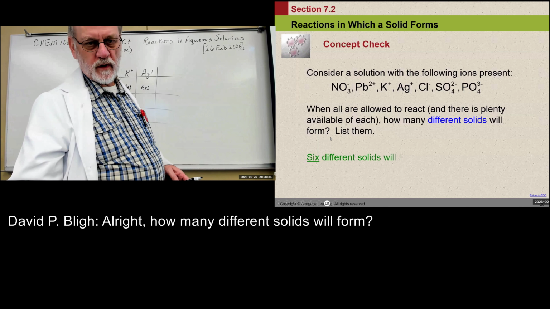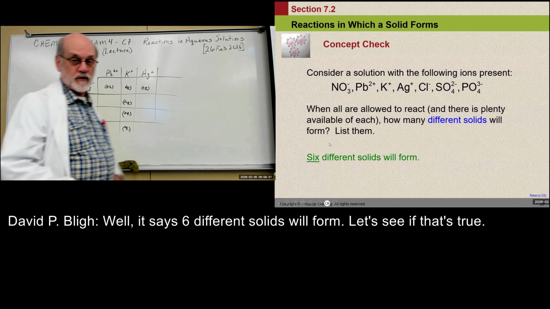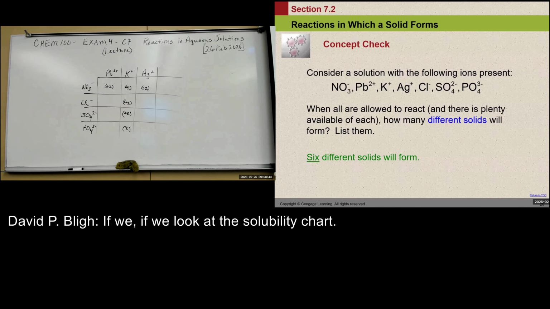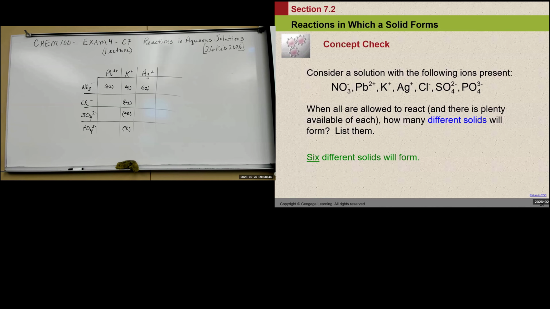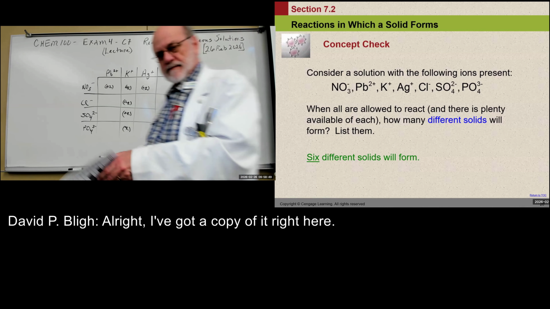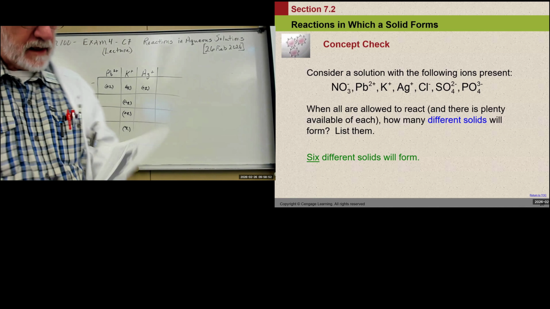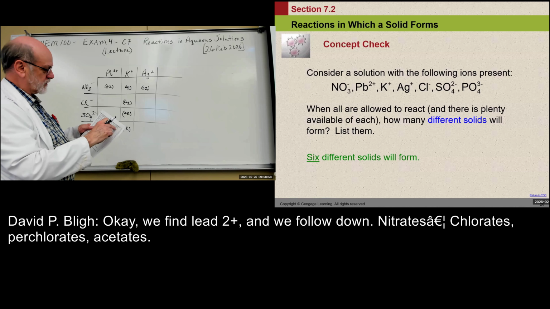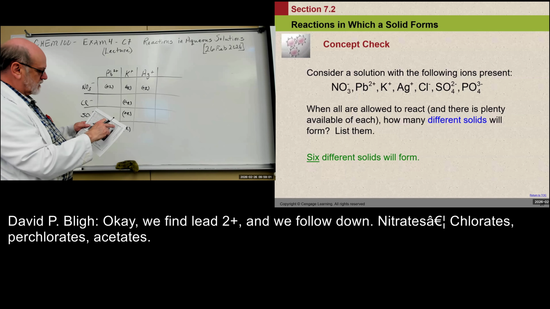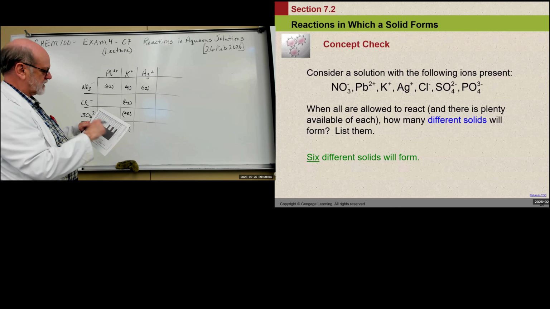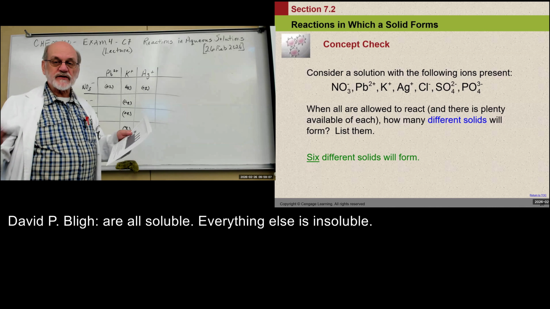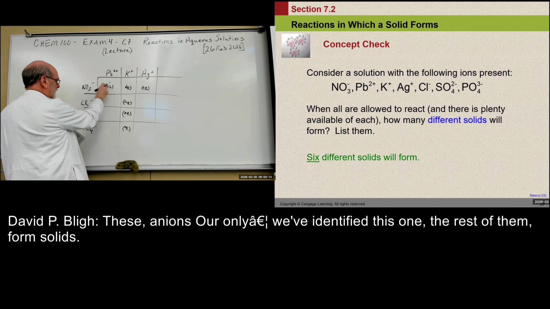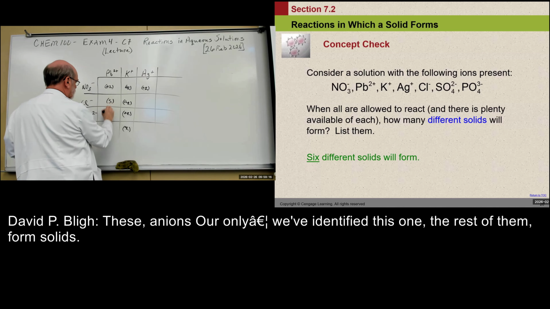All right. How many different solids will form? Well, it says 6 different solids will form. Let's see if that's true. If we look at the solubility chart, I've got a copy of it right here. And we say, all right, how about lead? We find lead 2 plus and we follow down. Nitrates, chlorates, perchlorates, acetates are all soluble. Everything else is insoluble. We've identified this one, the rest of them form solids.